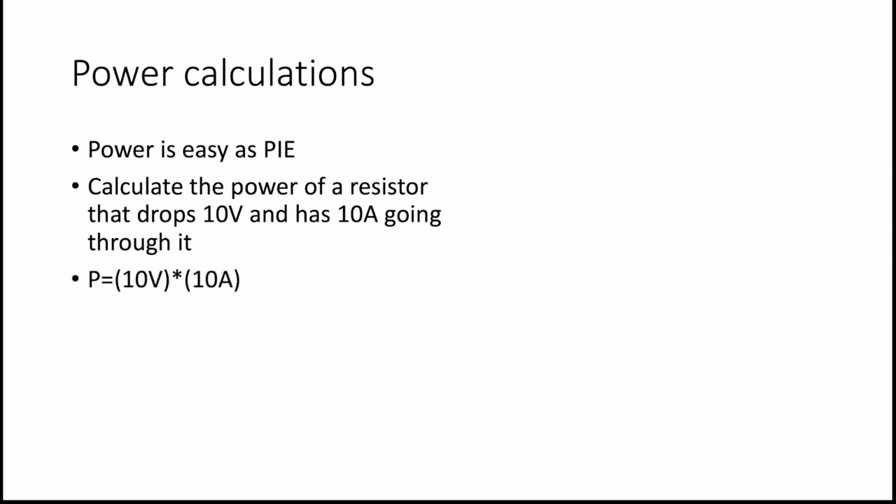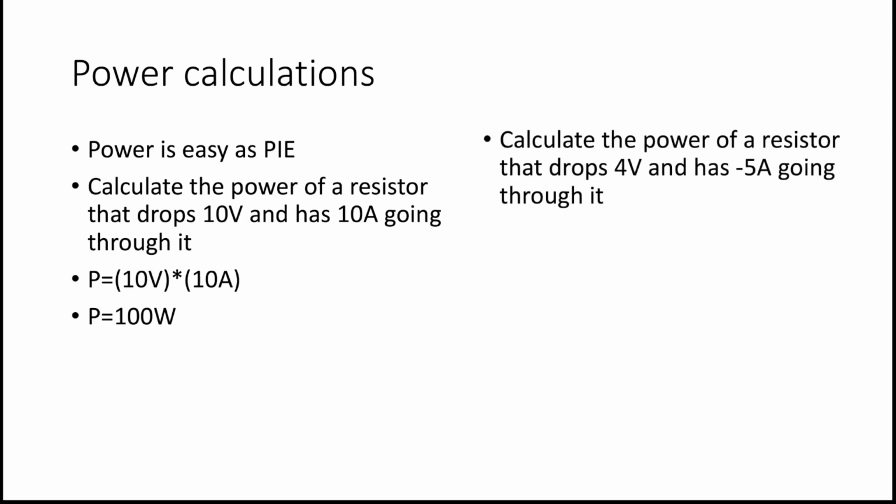So remembering the equation, power is equal to current times voltage. We can see that 10 volts times 10 amps will give us our power, which in this case is 100 watts. In the second example, let's calculate the power of a resistor that drops 5 volts and has negative 5 amps going through it. So power is equal to 5 volts times negative 5 amps, which equals negative 25 watts. We see here that we have a negative power. Let's discuss what that means.